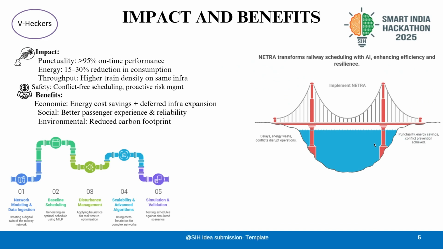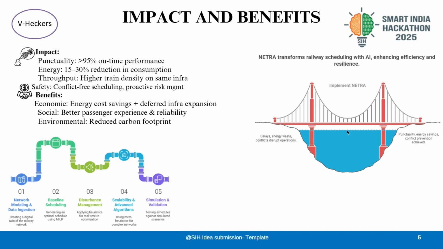Coming to the impacts and benefits, the punctuality would increase to 95%. Currently, Indian Railways averages around 75 to 80% punctuality on many routes. Netra targets breaking the 95% barrier. You may ask how. Our answer is proactive conflict prevention, not reactive scrambling; intelligent delay absorption, distributing small delays across multiple trains rather than accumulating massive delays on one; and predictive maintenance integration, rerouting trains before a track section fails. Imagine the passenger experience of knowing your train will arrive within a 5 minute window almost every single time.